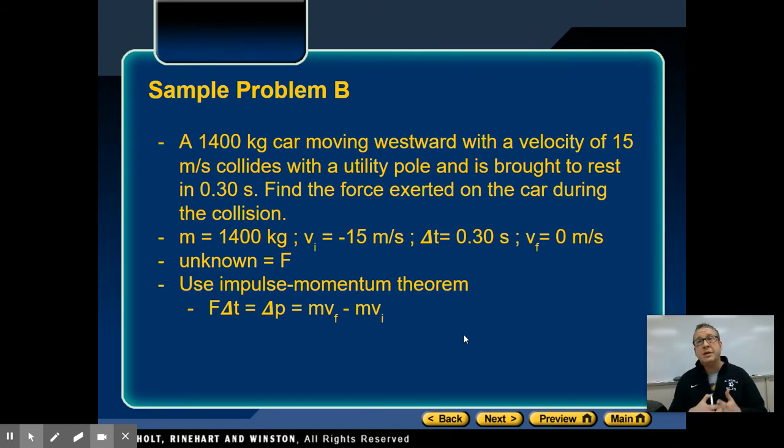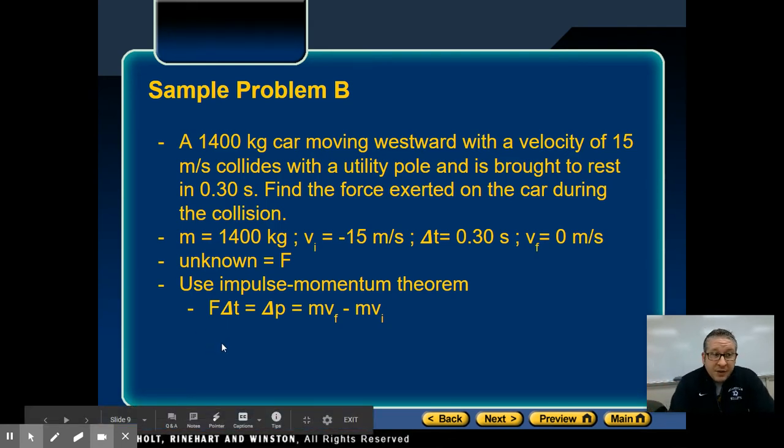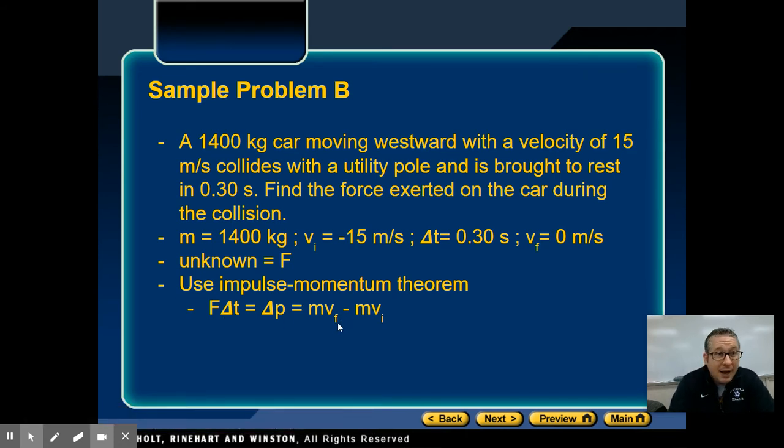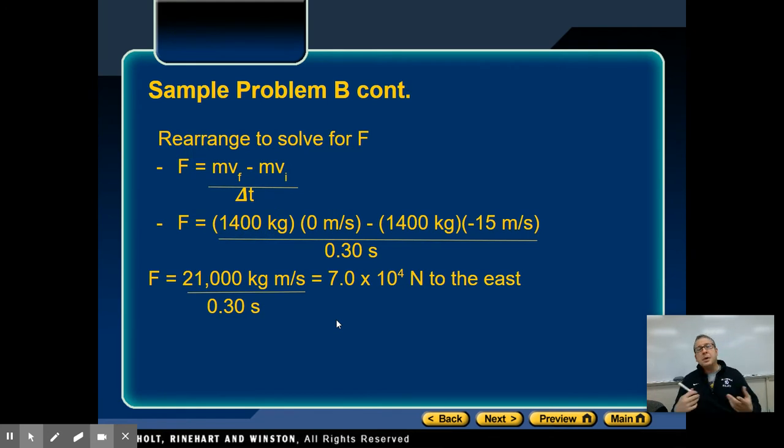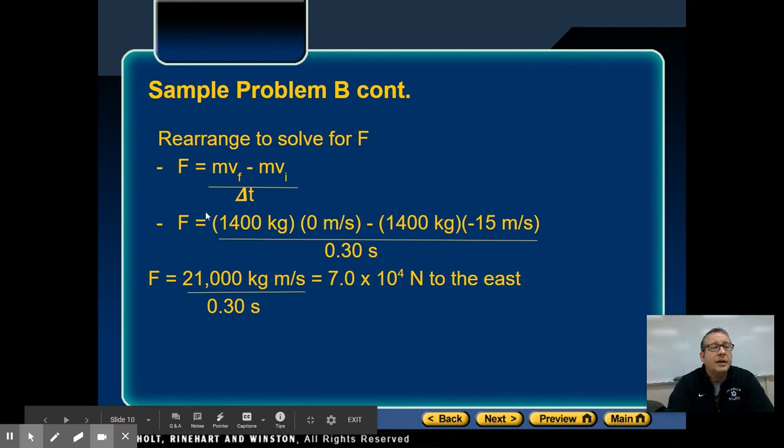We need to figure out how much force it took from the pole to stop the car in those parameters. So we're going to take the formula F delta T. Again, I just use the one that we were given, but we do not have to include the delta P there. We can have F delta T is equal to MVF minus MVI. And then we rearrange it to solve for F. In doing so, we simply divide both sides by delta T.